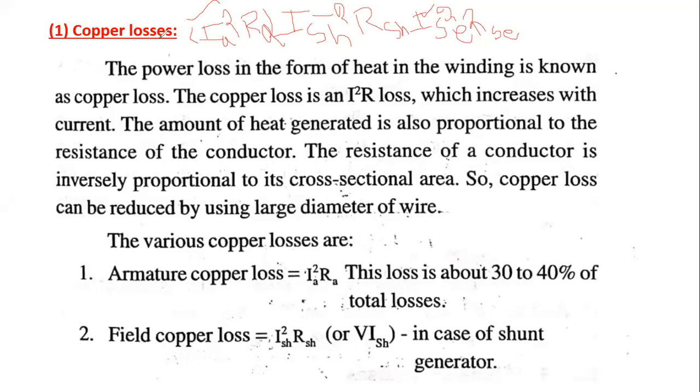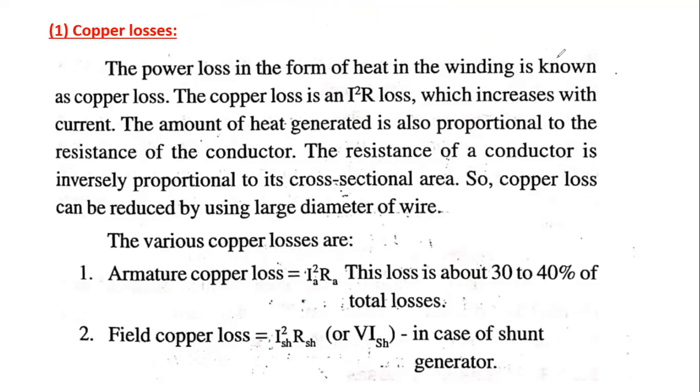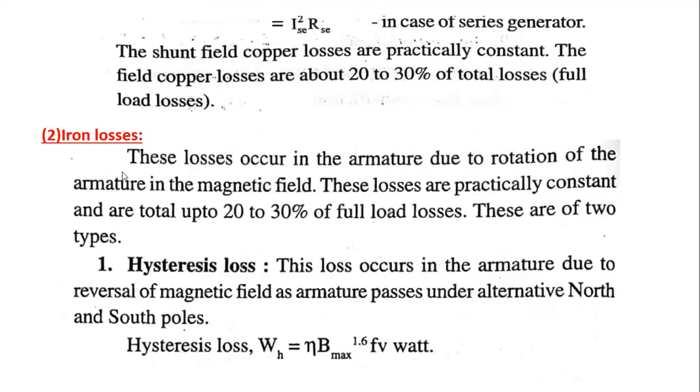Basically, copper losses means I square R. If you increase the resistance, then automatically the copper losses also increase. Why? Because the resistance increases when the cross-sectional area decreases. Therefore, the resistance is inversely proportional to the cross-sectional area. This is the copper losses in the case of a DC generator.